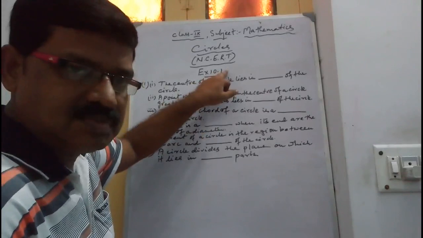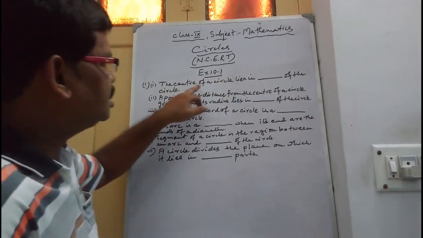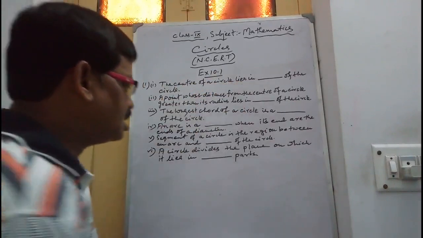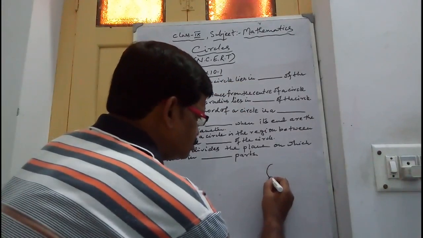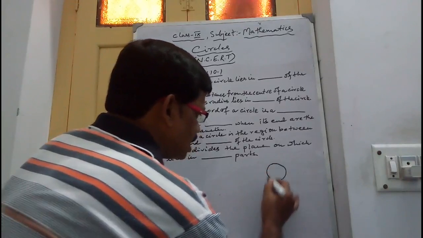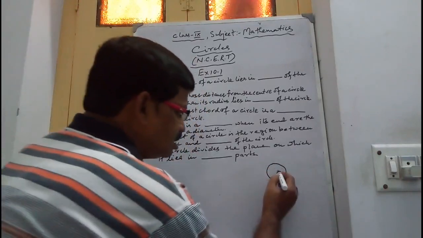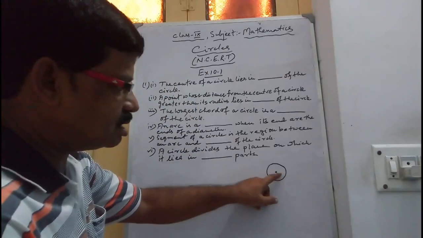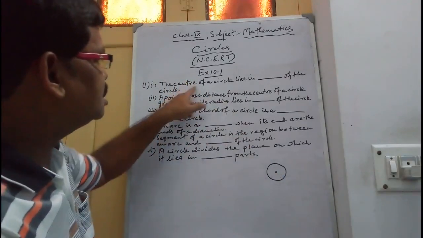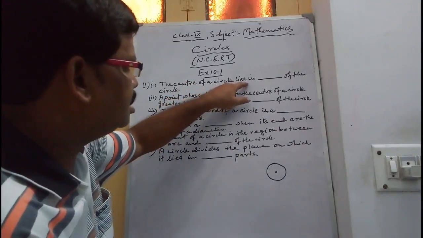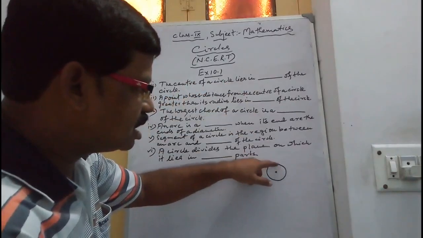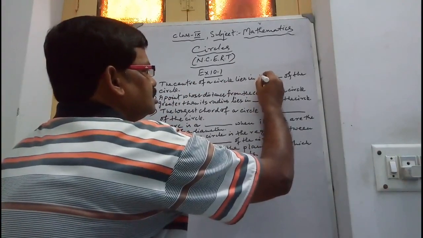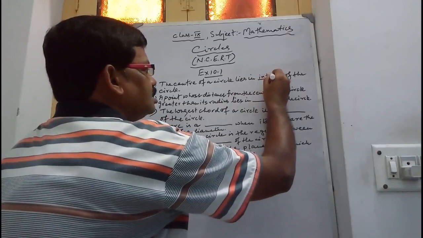Now exercise 10.1. The center of a circle lies in blank of the circle. So this one is the circle. This one is the center. So now here is the question, the center of the circle lies in which portion? That is interior. So the answer is interior of the circle.